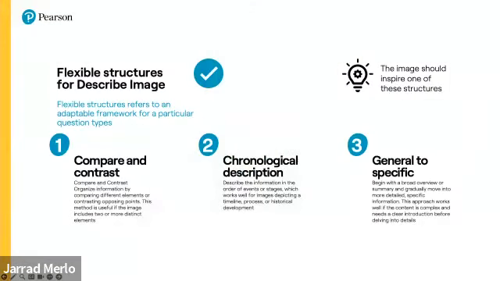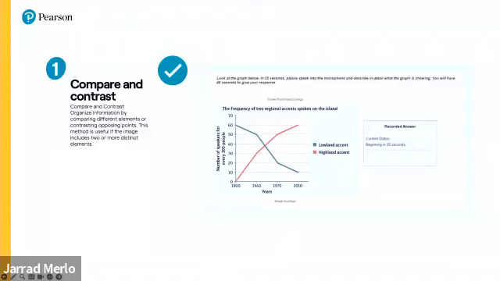So let's pay close attention to flexible structures for describe image. These are an adaptable framework for a particular question type. For describe image, you're going to need, number one, to compare and contrast. Or number two, if it's a process, or if there's just one line on the graph, you're going to give a chronological description. Or let's say it's some other image like a Venn diagram or a picture, you're going to go from general to specific. These are flexible structures.